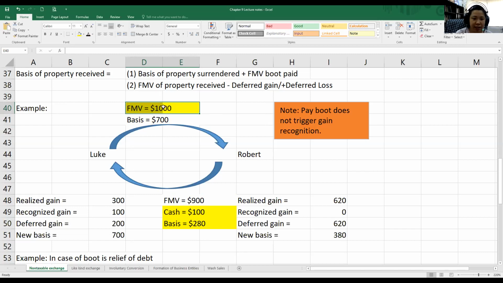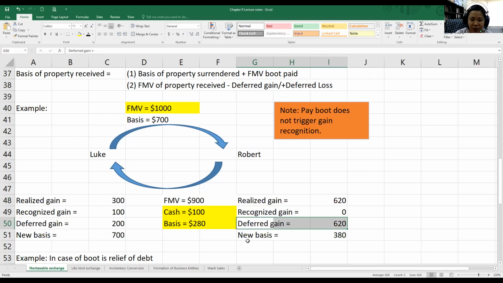So we take 1000 minus 100 minus 280, and that will give us 620. Now Robert is the one who paid the boot, the 100 cash here, so we don't recognize any gain here. Recognized gain will be 0. So realized gain is 620, and there's no recognized gain, so his deferred gain will be 620.